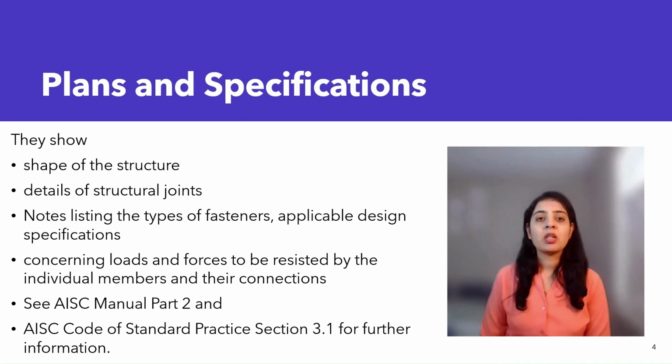Sufficient information concerning loads and forces to be resisted by the individual members and their connections should be given in the design drawings. Such forces include shear and axial forces in beams and girders, shear forces and moments at column splices and bases, moments at beam ends, and axial forces in diagonal bracing. See AISC Manual Part 2 and AISC Code of Standard Practice Section 3.1 for further information.